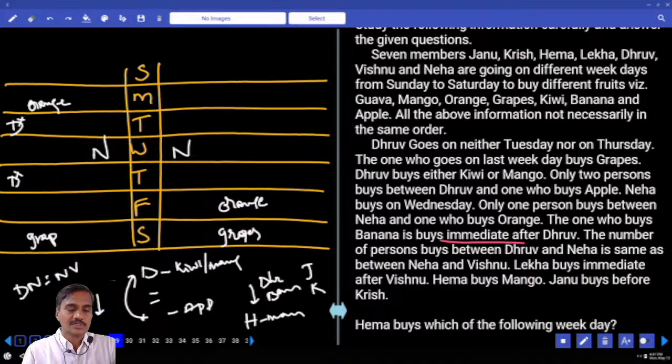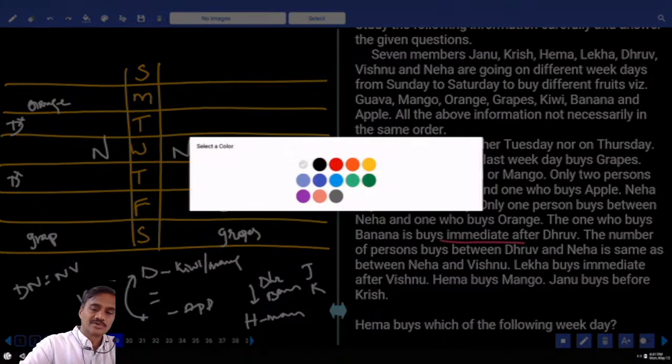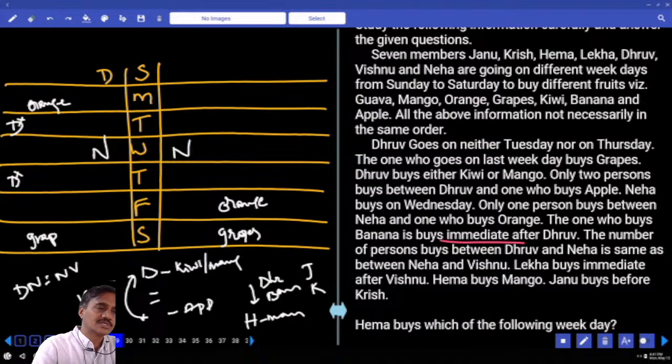John is before this. Now, this is the information we have. With the help of this information, tell me how to fix this. Let us start with D. Then where can we have this D? D is either kiwi or mango. Now in the first case, can you take D at this place? If D is here, then D is either kiwi or mango. And mango is not possible because H is mango, so D must be kiwi.